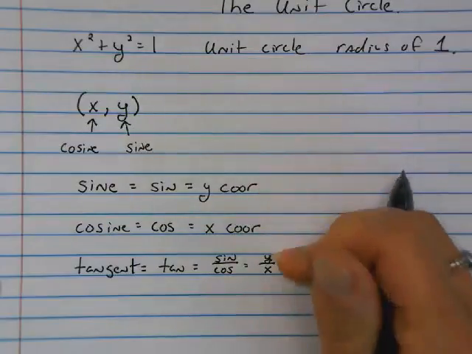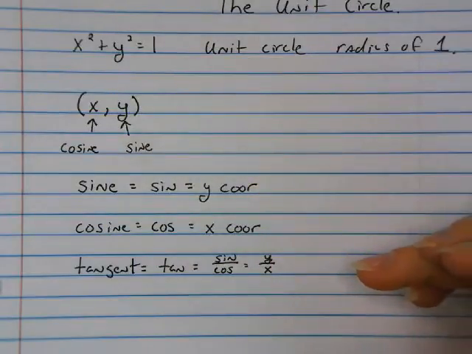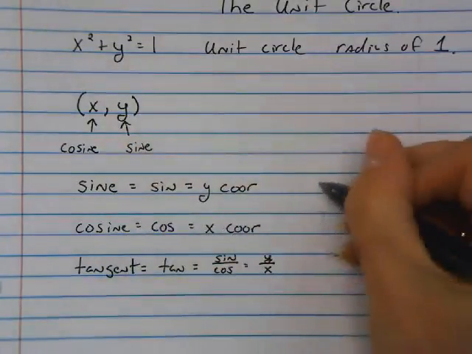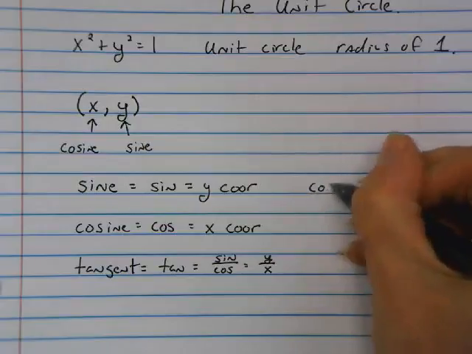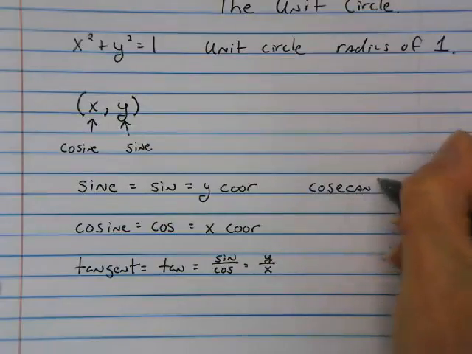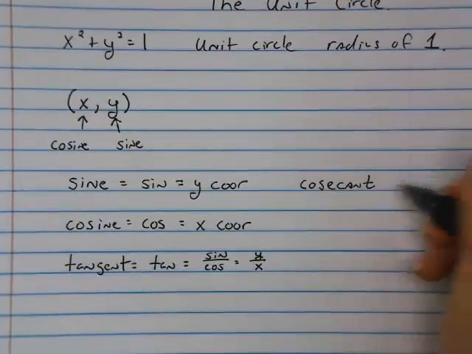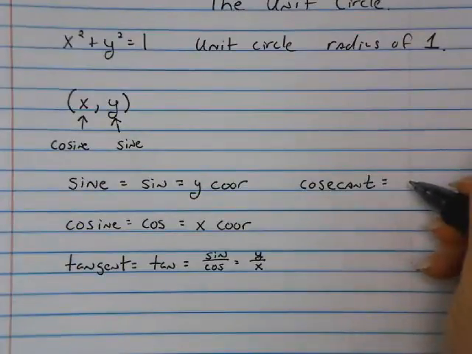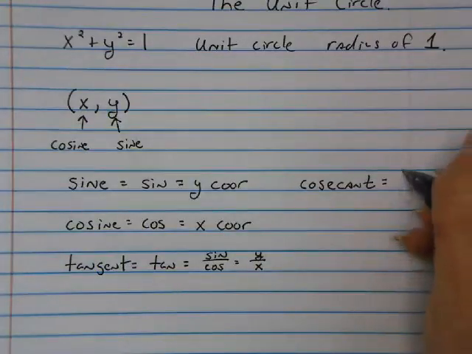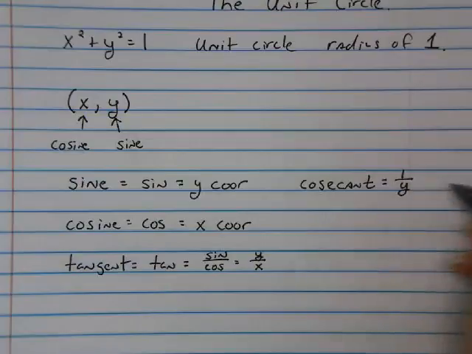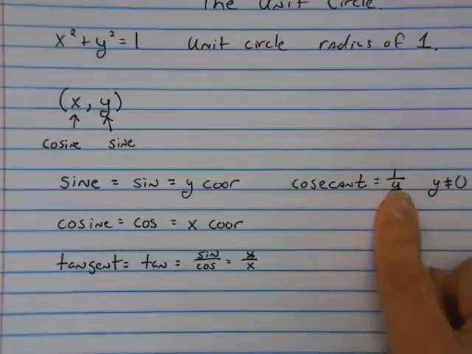Now, these functions all have inverse functions. So the sine's inverse is called a cosecant. Now, this is a new word to you, so we didn't talk about these functions in geometry. Since it's an inverse function, or I'm sorry, not an inverse, a reciprocal function. I keep saying it wrong. It is a reciprocal function. So it is 1 over y, but y cannot equal 0, because again, if y is 0, we get undefined.